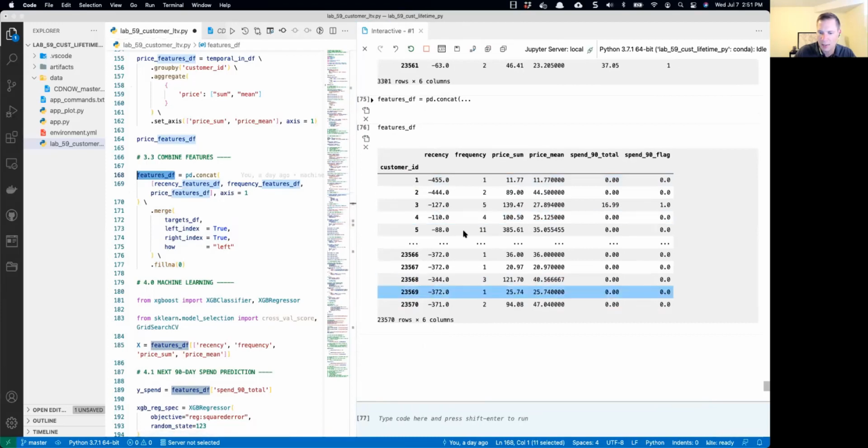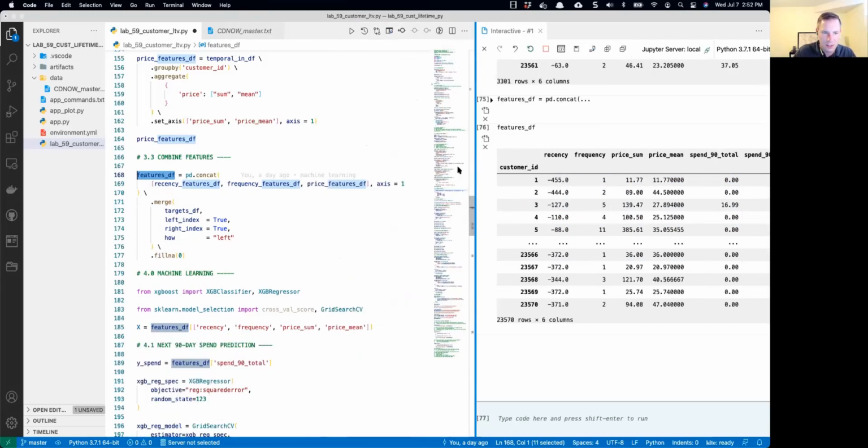where customer ID is our index, and we've got recency, frequency, and our monetary features, and we're going to be able to relate this to the spend in the next 90 days total, and whether or not they've spent any money, so a 1 or a 0. If they have spent money, you'll have a 1 here. If they haven't, you'll have a 0 here. And if they have spent money, you'll have how much in this column, and we'll be able to analyze their previous buying behaviors to understand their future buying behaviors. Okay, so that's the idea here.